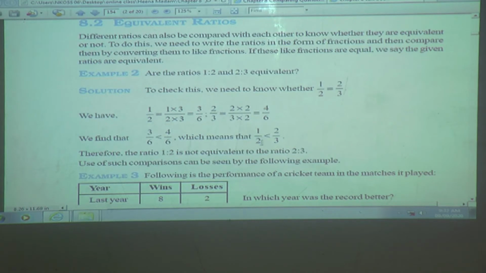If you get 1/2 here and also 1/2, or you get 2/4, then they are known as equivalent ratios. So this was the example where we find whether the given ratios are equivalent when the quantities compared are different.